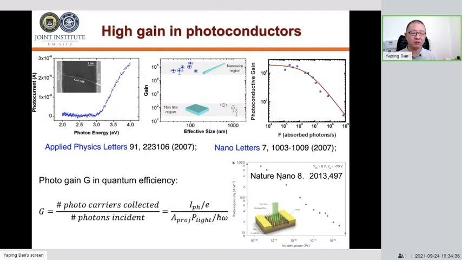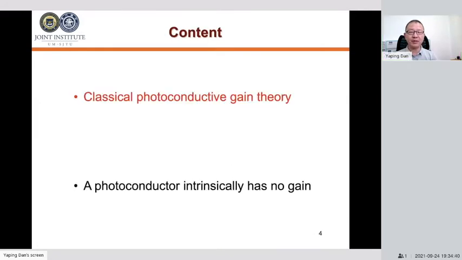and more recently on 2D materials. In this talk, I'm going to divide my talk into two parts. First, I'm going to review the classical photoconductive gain theory, and then I'll present some of my new research on this topic. We find that a photoconductor actually intrinsically has no gain.